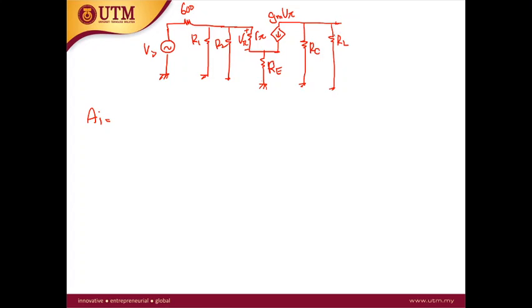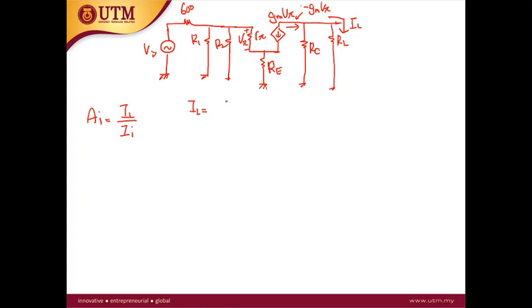So AI here is the current gain. The current gain is defined by IL over II. IL is the current across the load. If we consider the current source, it will provide the opposite current, in this direction. This is negative GM V pi. So IL can be calculated using the current division.